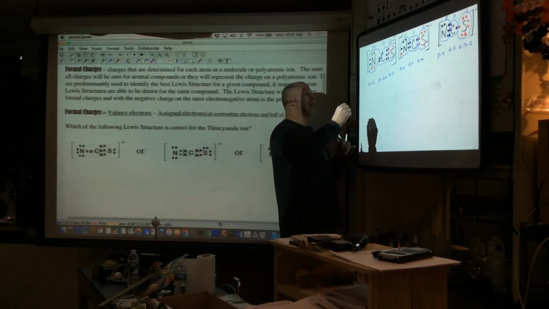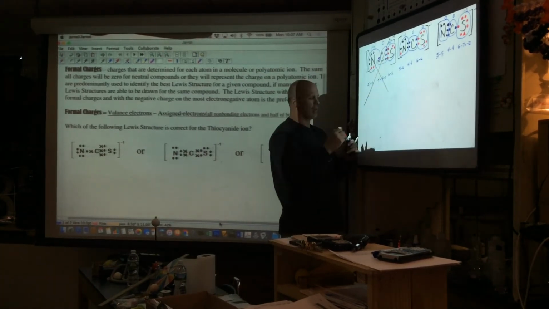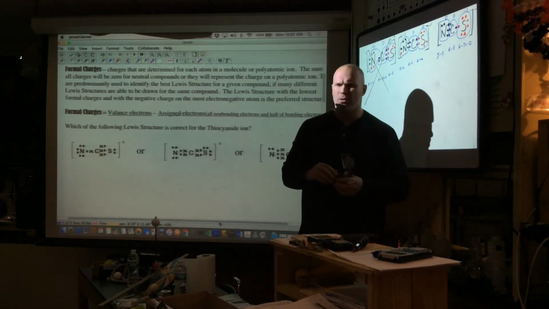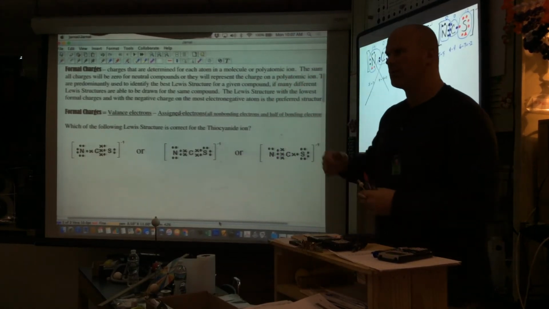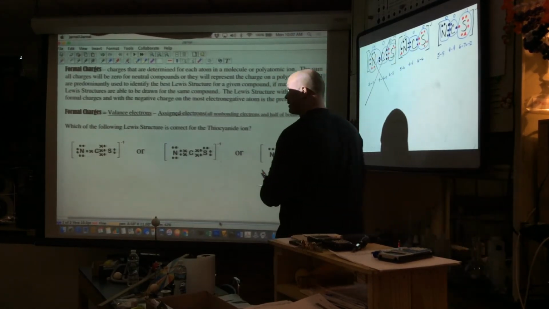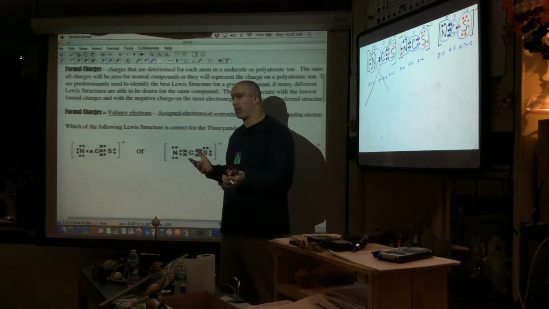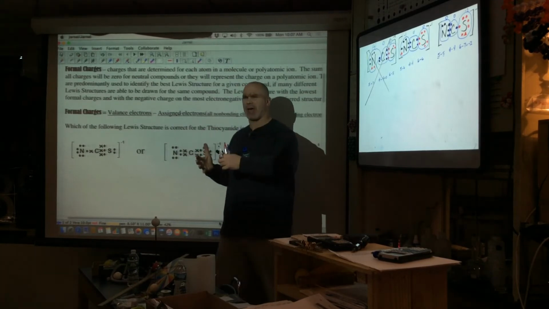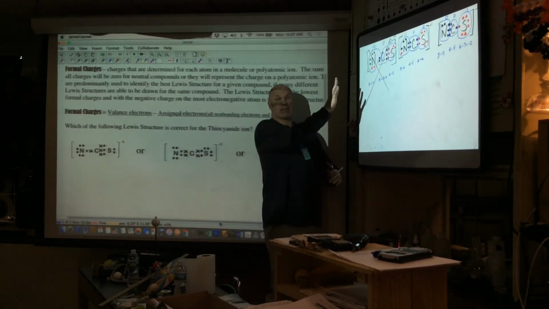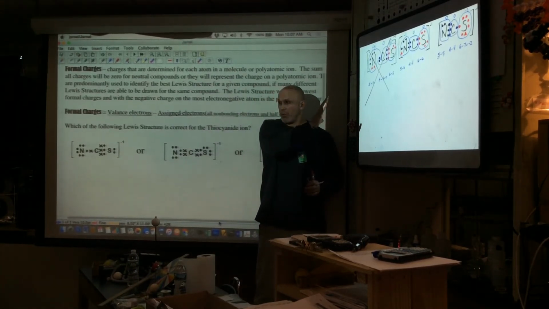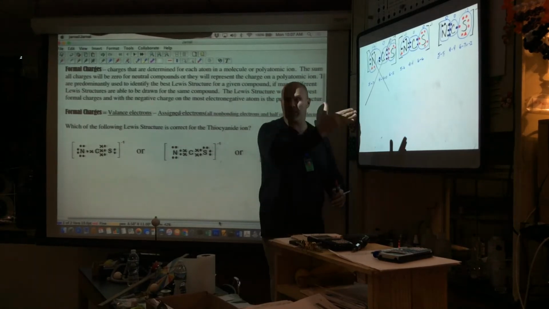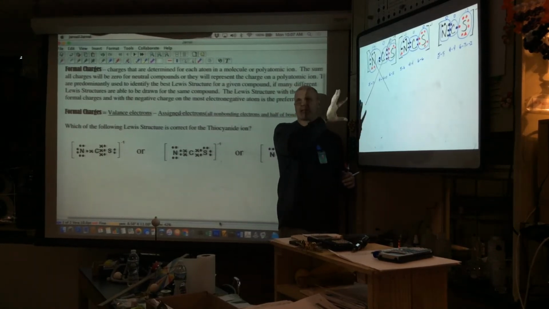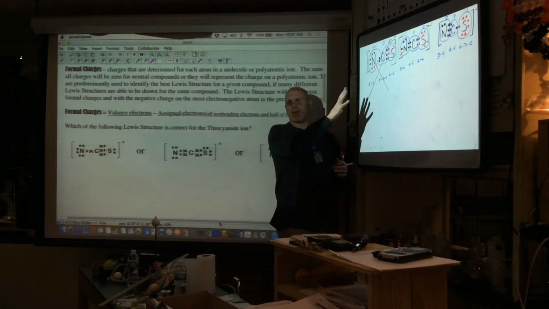And again, why is that? Because the formal charges are too high. You have too many that are not 0. You have one that's plus 2. Okay, that means 2 electrons had to be moved to that atom. All right? So anytime your formal charges are farther from 0, either 2 positive or 2 negative, that's too many electrons that had to be manipulated to make this work.